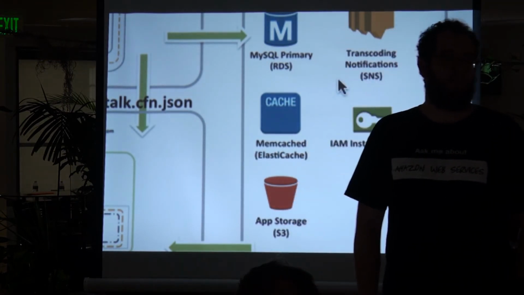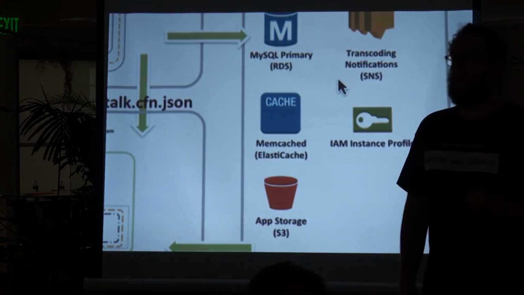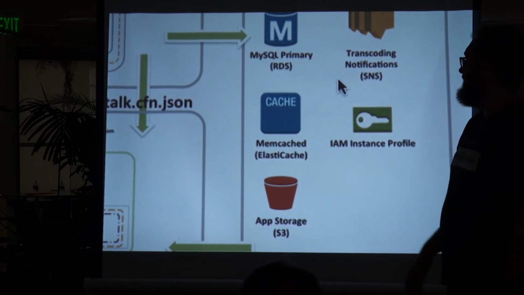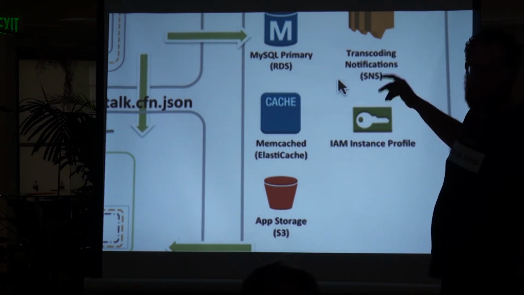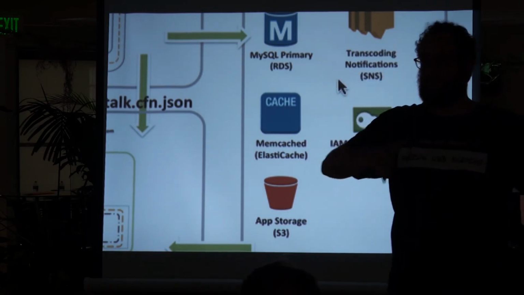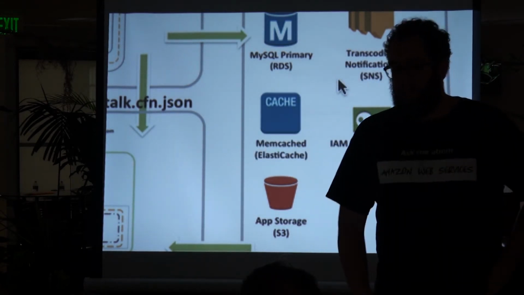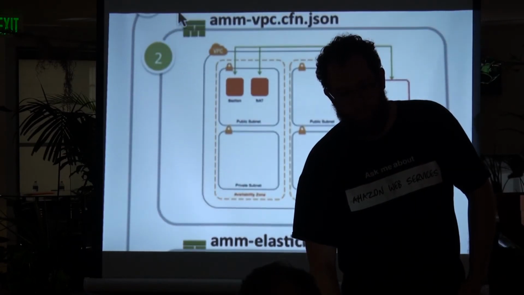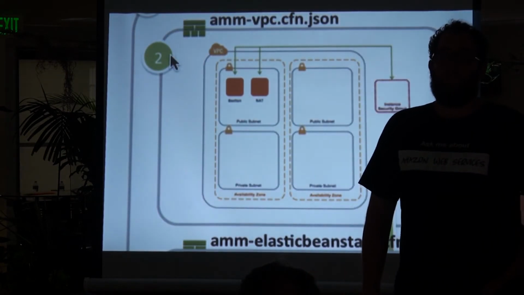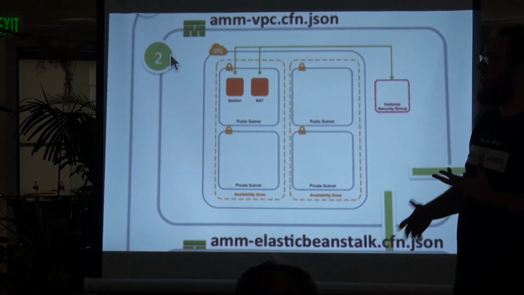ElastiCache is a managed memcached or Redis service. It needs to use S3, and it uses RDS, Elastic Transcoder, and Identity Access Management. So it's a Beanstalk app with lots of dependencies, and it runs inside this VPC topology, this big network topology. So lots of moving parts. There's a lot of different ways to look at this.